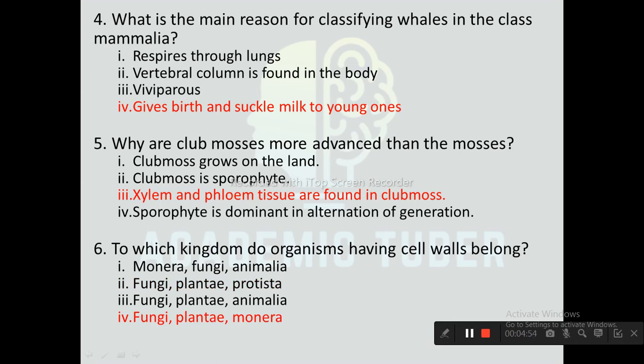Cell walls are the characteristic features of organisms of kingdom Fungi, Plantae and Monera. In fungi, the cell walls are composed of chitin. In Plantae, cell walls are made up of cellulose. And in Monera, that is bacteria, the cell wall can have various compositions, such as peptidoglycan in the case of bacteria. So the right option is option 4, that is Fungi, Plantae and Monera.